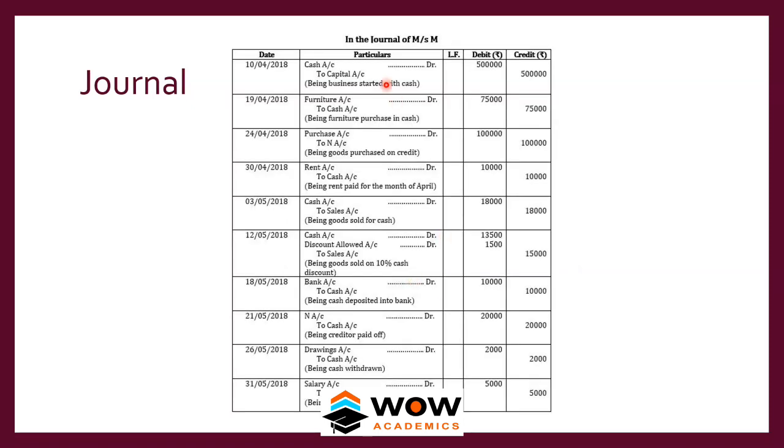So this is a typical journal entry. We have the date, in chronological order, and we have the entries. So cash account, debtor, to capital account. Being business started with cash, 5 lakhs and 5 lakhs. So you put one amount here and another one here. For every record, we have to create a journal entry. There can also be combined entries like this. You can show it as a separate entry or a combined entry, but we'll see these as and when we keep progressing.